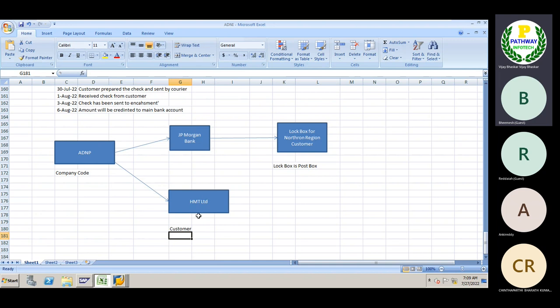Then what will happen, after we sell, we are going to inform this customer: whatever check payment and payment advices you are doing, the payment-related information, there is no need to send those checks directly to our organization. You need to send your checks to the lockbox.